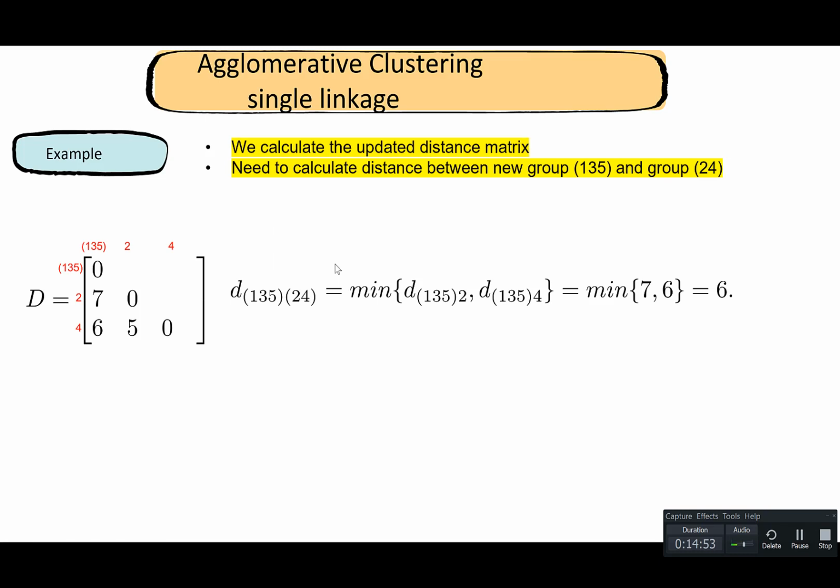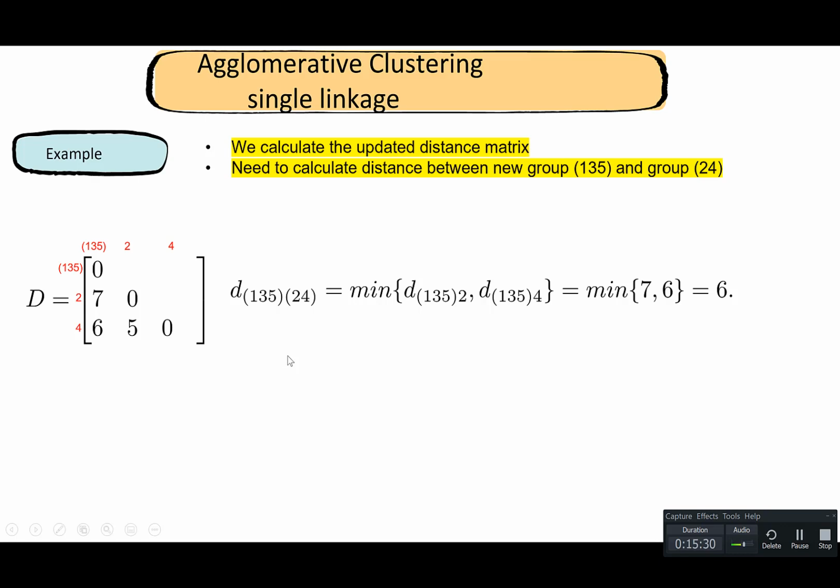Okay, so again we need to do the same thing: calculate the distance between this new group 2 and 4 and all the other groups. So basically the only other group left is this 1, 3 and 5. So we need the distance between 1, 3, 5 and 2, 4. So let's see. So I have 2, 4 here. I have 1, 3, 5. So basically I can only calculate distances between 1, 3, 5 and 2, which is 7. 1, 3, 5 and 4, which is 6, and the minimum of the distances is then 6.